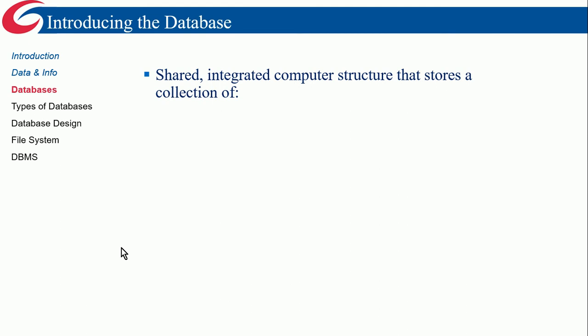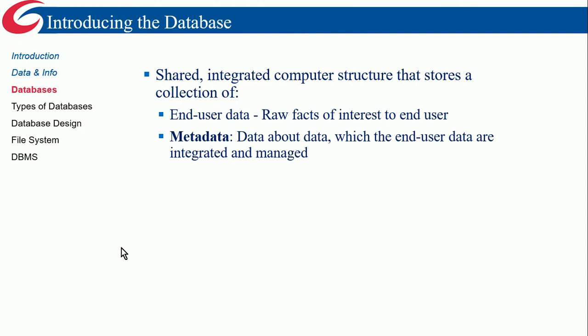So a database is what allows us to do that. It's a shared integrated computer structure that stores a collection of end user data, or raw facts of interest to the end user, like our receipts at the 7-Eleven. A database also has metadata.